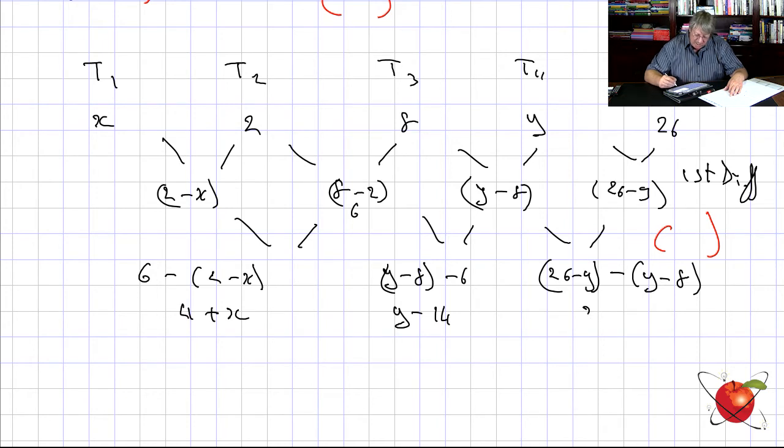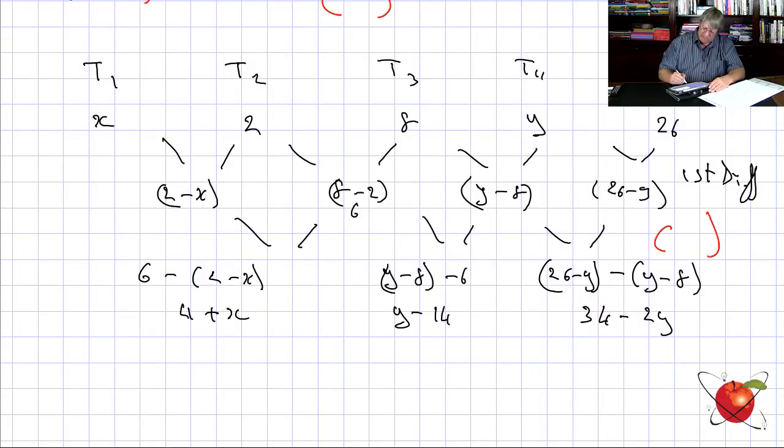I haven't done anything different. 34 minus 2y. All I did was write down T1, T2, T3. I put in what they told me. In the two gaps, I put an x and I put a y. And then I follow the recipe: T2 minus T1, T3 minus T2, to get to the first level.